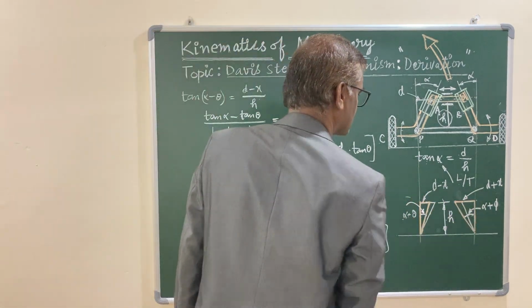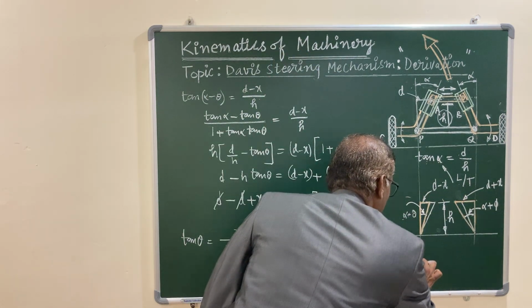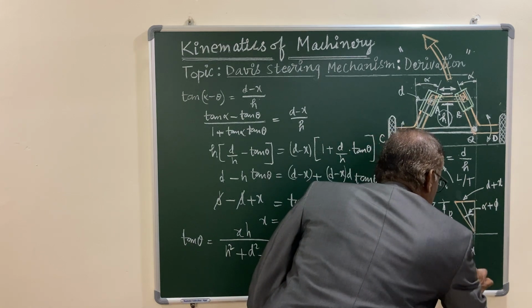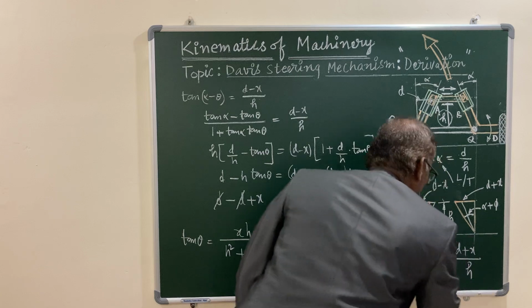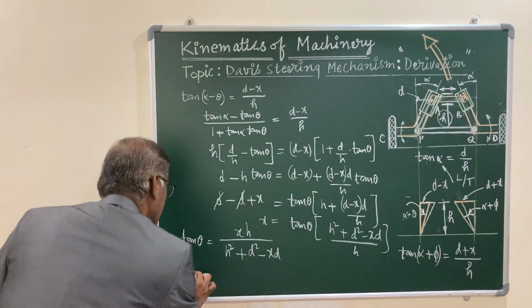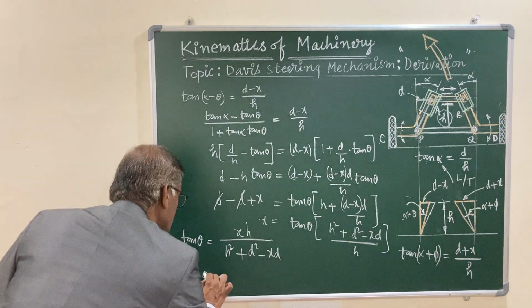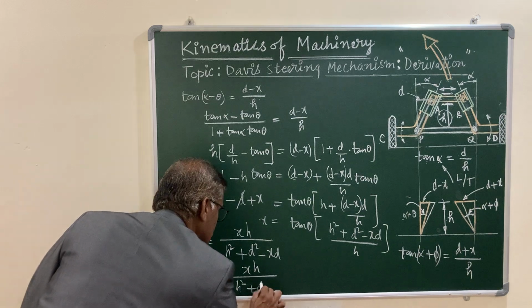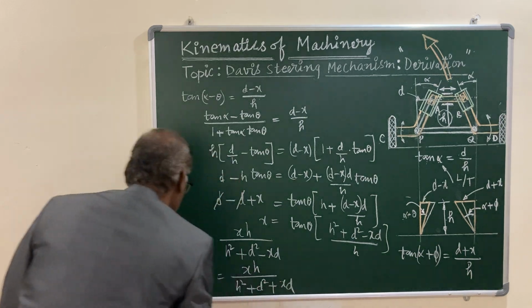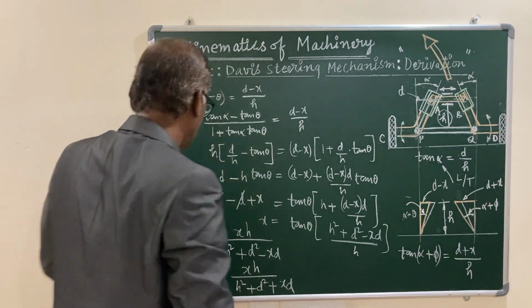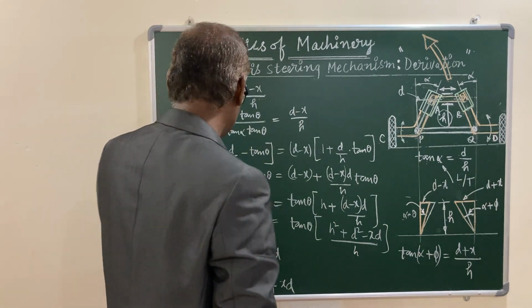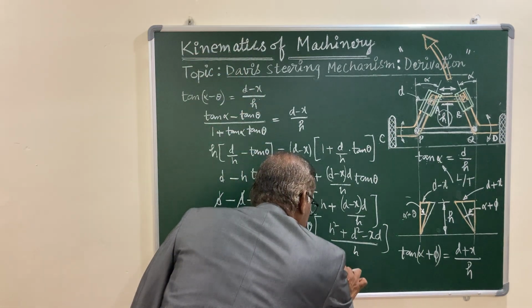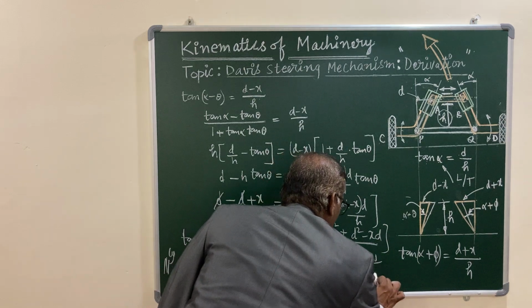From the right side right angle triangle, you can write the expression for tan(alpha plus phi) equals the opposite side, d plus x, divided by the adjacent side, h. If we expand this and simplify, you are going to get tan phi equals xh divided by (h square plus d square plus xd). In the similar way you can simplify. After calculating these two values, you can substitute into the condition for correct steering gear mechanism, that is cot phi minus cot theta equals W by L.